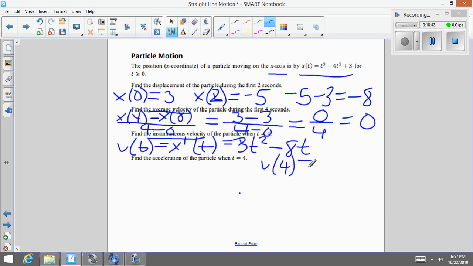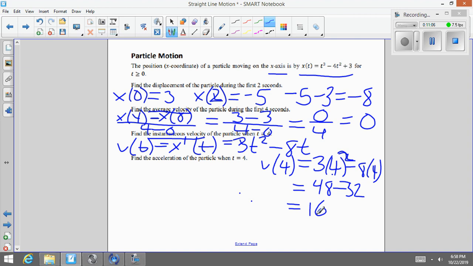So v of 4 is going to equal 3 times 4 squared minus 8 times 4. So let's see, we'll end up with 4 squared is 16 times 3 is 48 minus 32. So we're going to end up getting 16 for the instantaneous velocity when t equals 4.